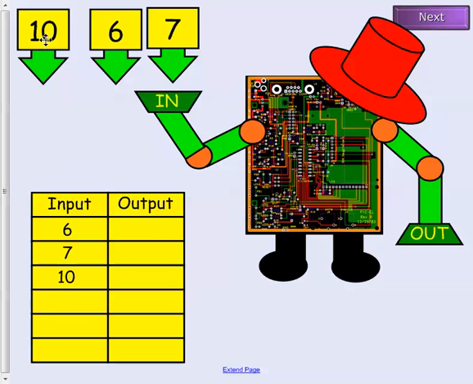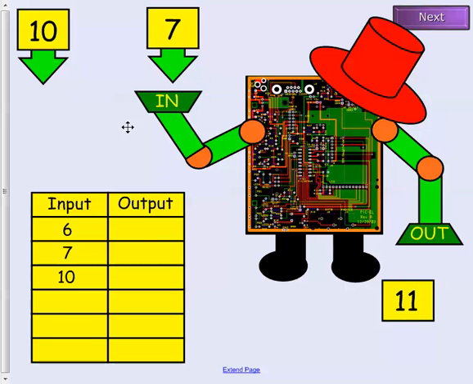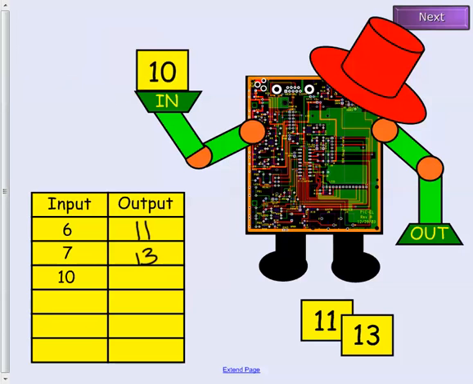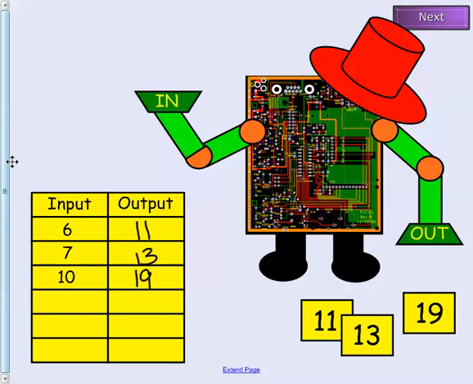Let's look at this one. If we input 6, we get 11. If we input 7, we get 13. Oops, I forgot to write that one. 11, 13. And if we input 10, we get 19. So when we look at this, in this case, we are doubling them. So like 6 times 2, but we're taking 1 away. 7 times 2, but we're taking 1 away. So again, with this one, you're multiplying by 2, but you're subtracting 1.